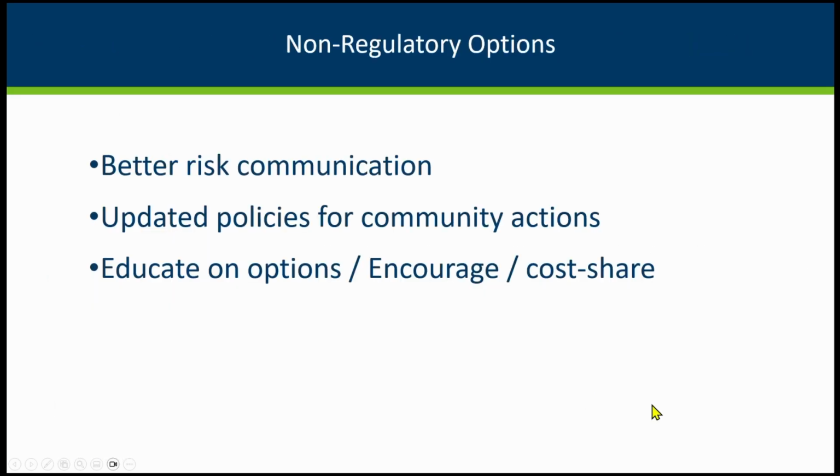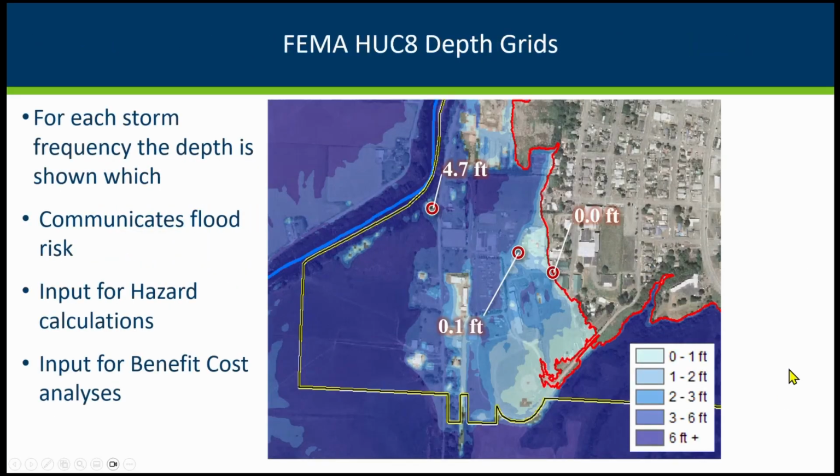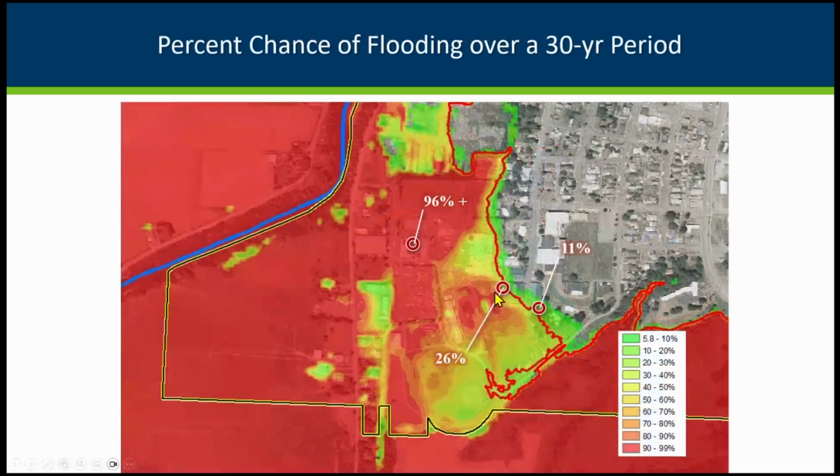Some other non-regulatory options: better communication on what are the real depths of the flooding? What's the percentage of possibility of flooding over a 30-year period? Because being in the 500-year floodplain doesn't sound like a big deal, but that's 11% when you're just outside of the floodplain and you're in the 500-year, or that you've got basically a quarter chance of being flooded if you're on the very edge of the 100-year floodplain.